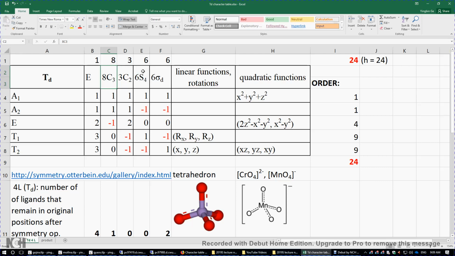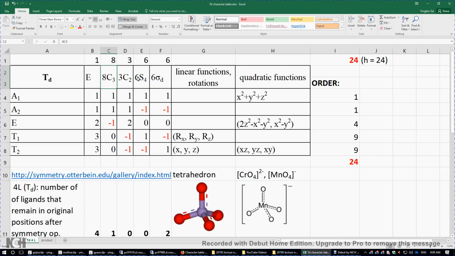So if you're looking at an S4 symmetry element, it means you rotate the structure 90 degrees followed by a reflection with respect to a symmetry plane that's perpendicular to the C4 axis. All right, so actually there are only 3 S4 improper rotation axes in the molecule. But again, why do we have 6 symmetry operations?